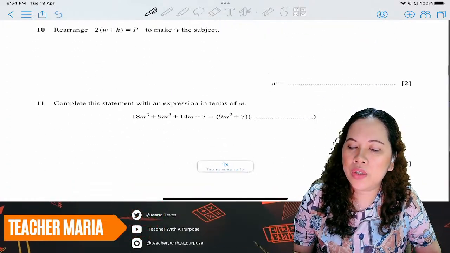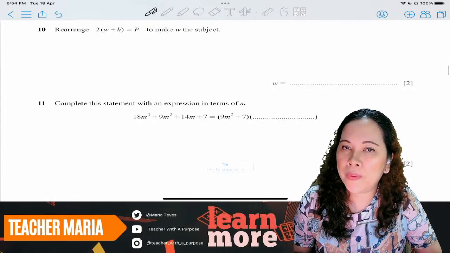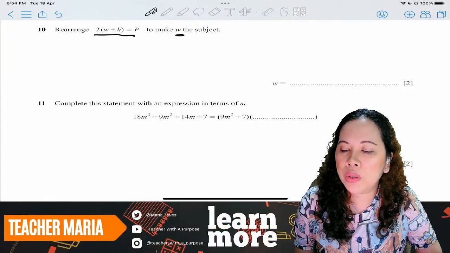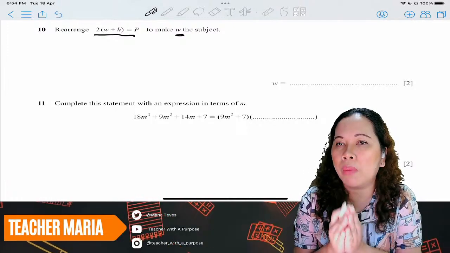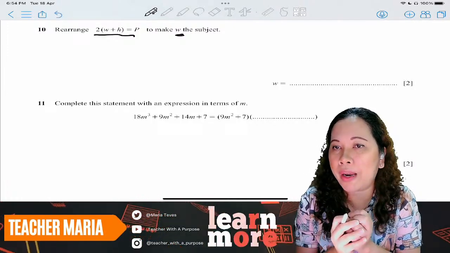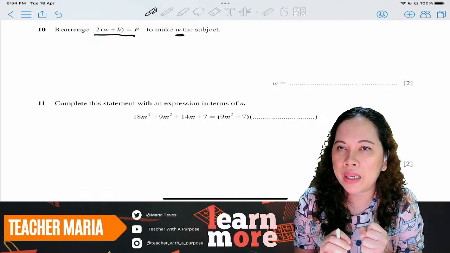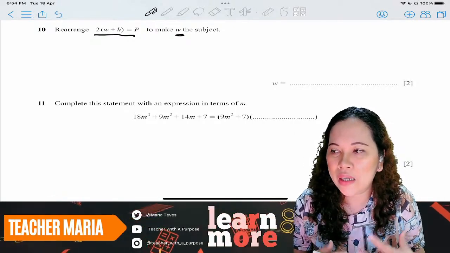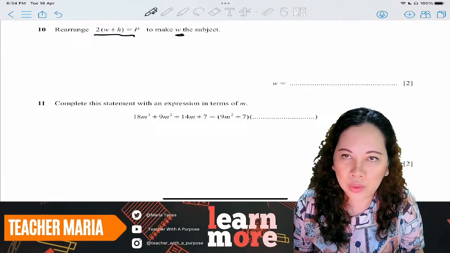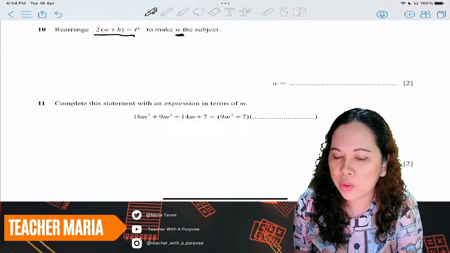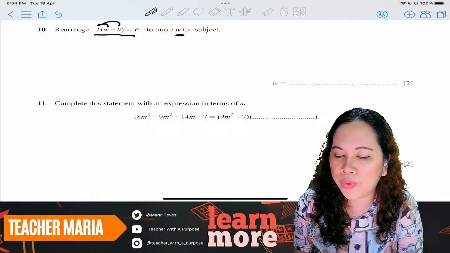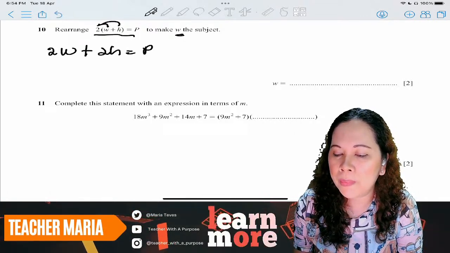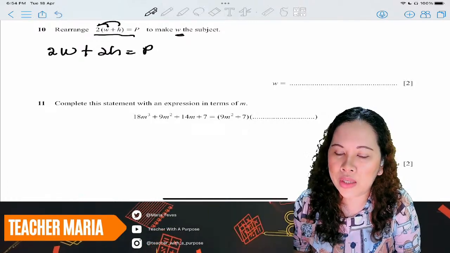Now the next question that we have here is about rearranging. Rearrange 2(W + H) = P to make W the subject. Since W is inside the bracket, it has to be taken out first. So you just need to distribute 2 first. That's 2W plus 2H equals P. And then you move 2H to the other side.